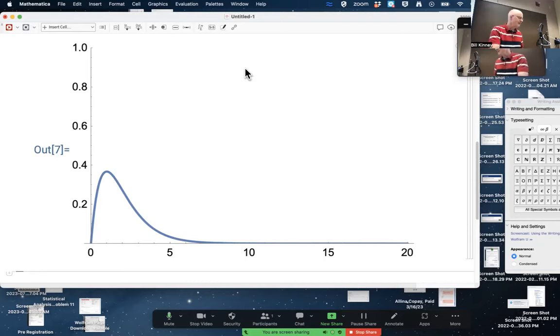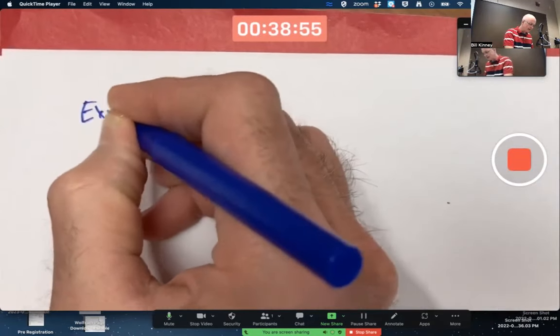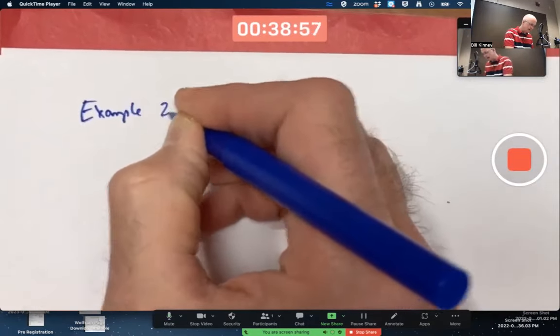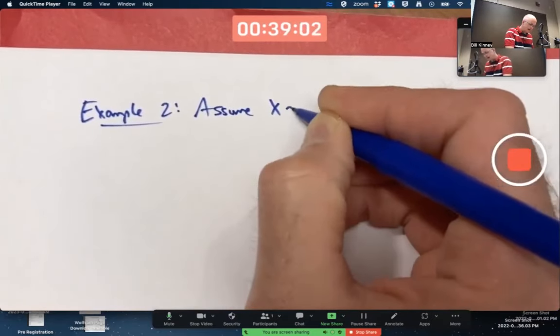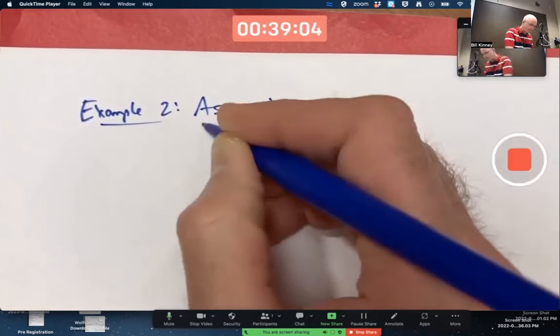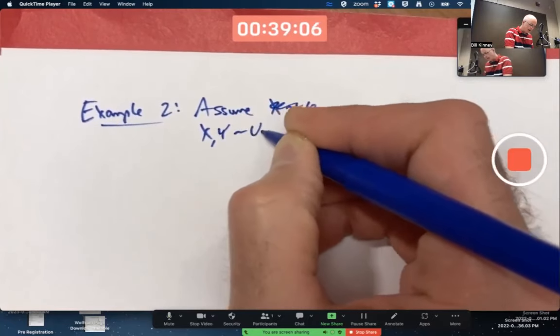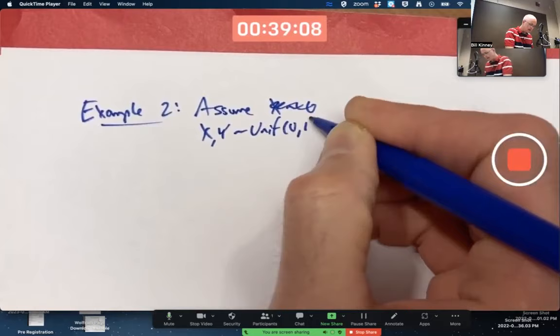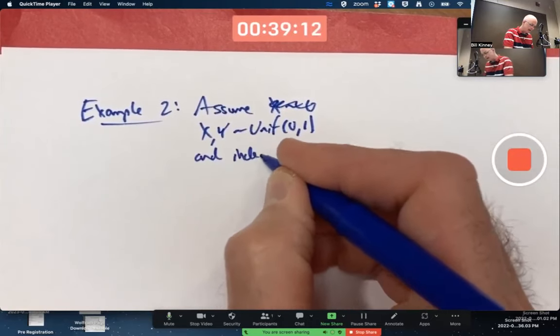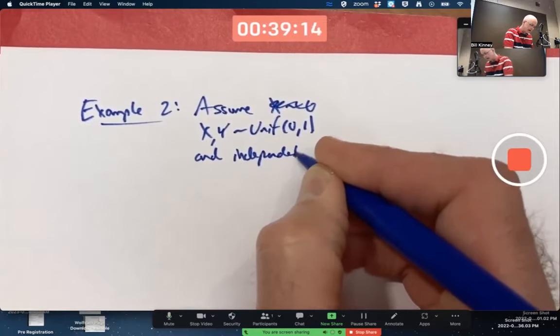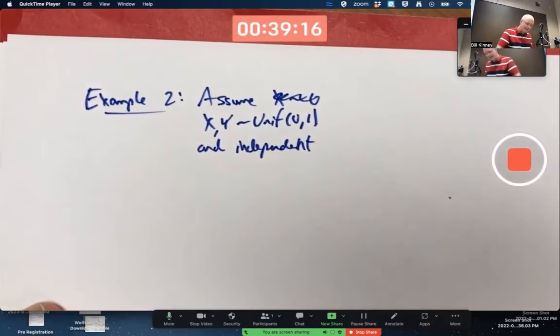Let's do another example. Example 2. We're going to assume x and y are uniform on the interval from 0 to 1 and independent. We're going to let S be their sum.